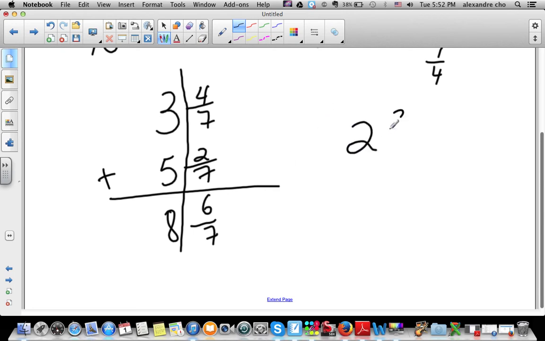Subtraction is the same thing. I don't know, 2 and 3/5 minus 1/5. Okay.